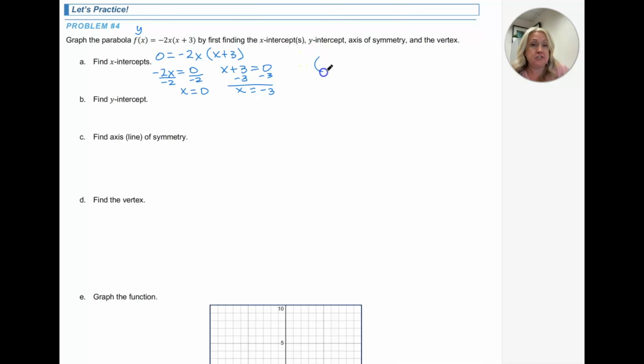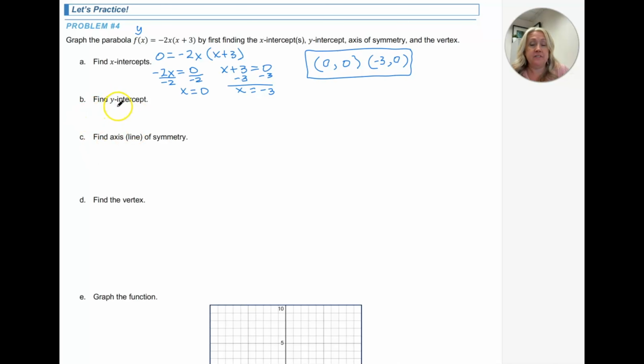But then let's make sure that we write our x-intercepts as points. So when x is 0, y is also 0. Remember we put 0 in place of y. When x is negative 3, our y was 0. So there are our two x-intercepts. All right, let's go find the y-intercept now.